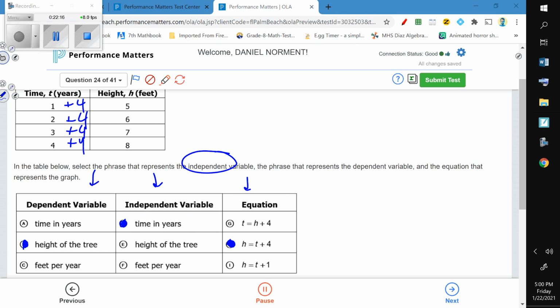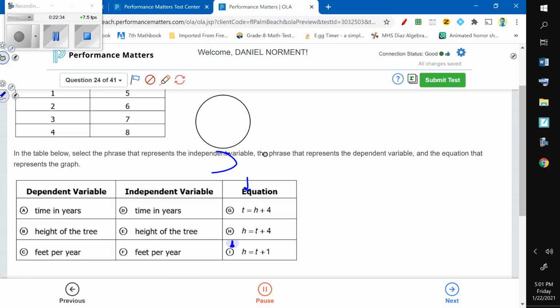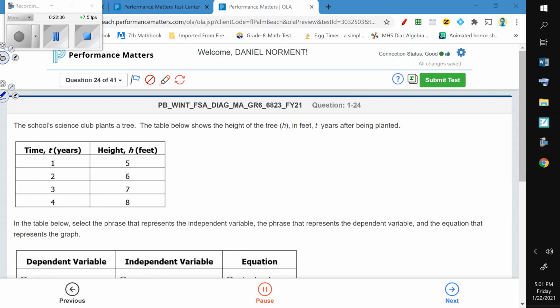Let me double check my work. The height is 7. Oh, sorry. If height is 7 and time is 3, yeah, that's the only one that's going to work. Yeah, that's the only one that works. Okay. What comes first? Time comes first, and then the height comes next. That one can be kind of tricky.